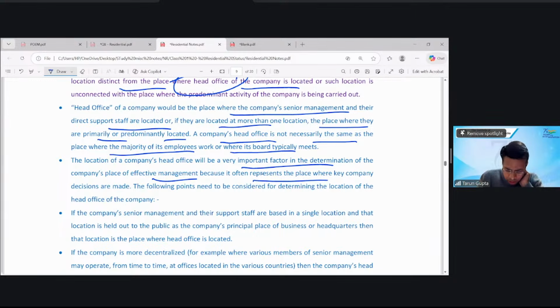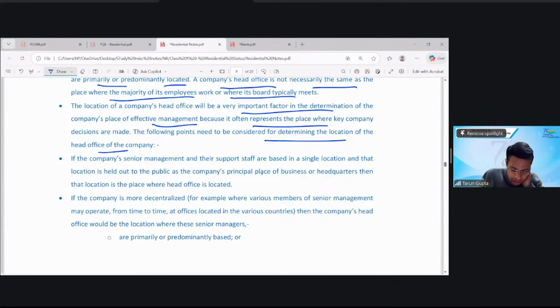The following points need to be considered for determining the location of head office. You remember, we are discussing how to identify where the key management decisions are taken. Regarding head office, it's generally believed that key management decisions are taken at head office, but the facts may prove otherwise. If they prove otherwise, then the POEM should be the place where these decisions are actually taken. We are talking about the substance, not the form.